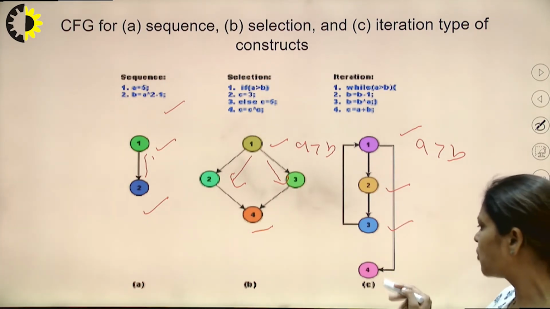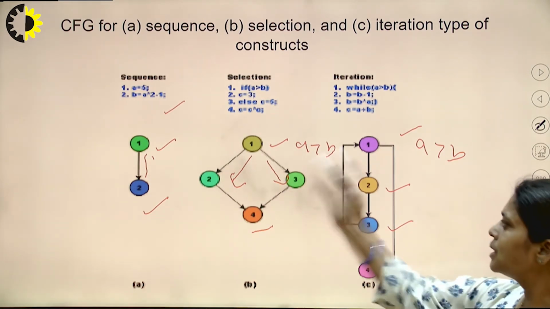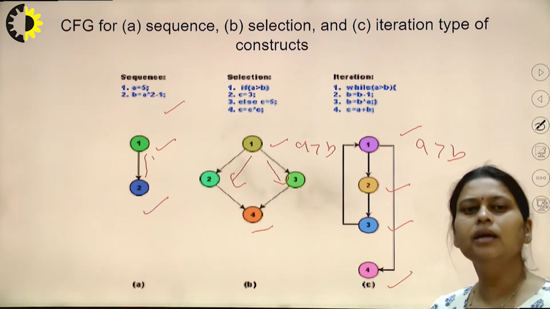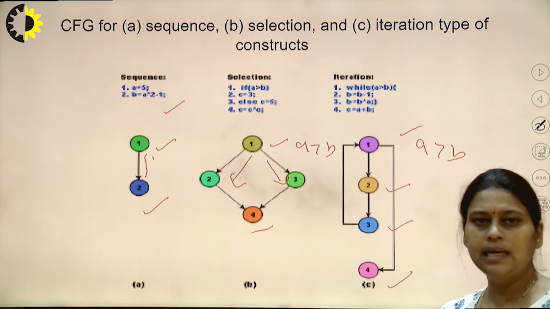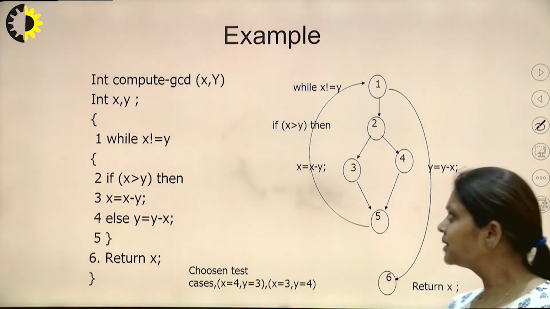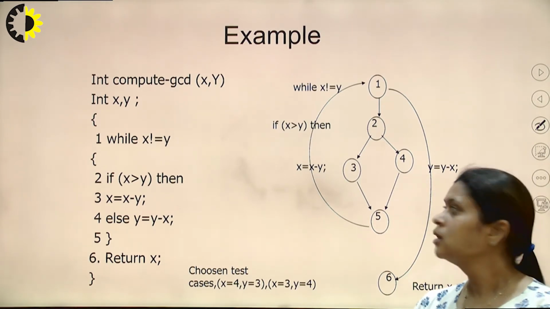Again we repeat this process and finally we have to exit from the program. So these are some set of statements and their corresponding control flow graph, which we can easily generate from the program. So let's take one example of this control flow graph.